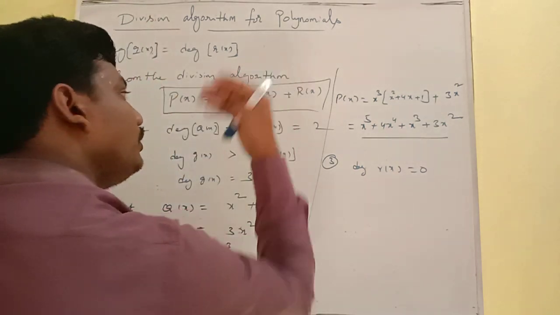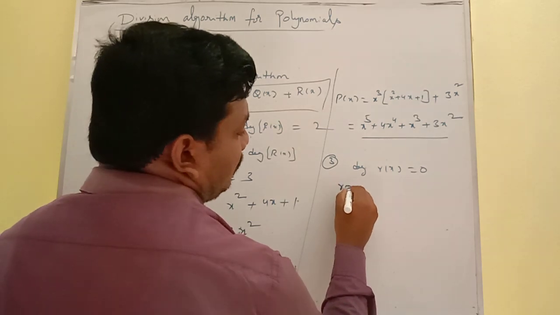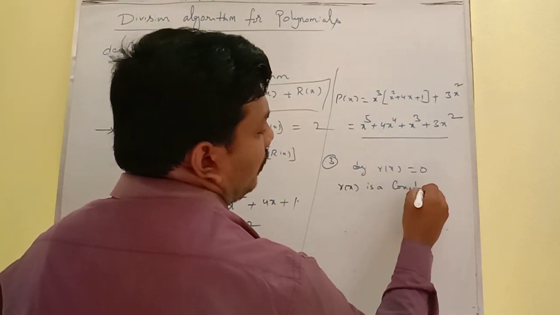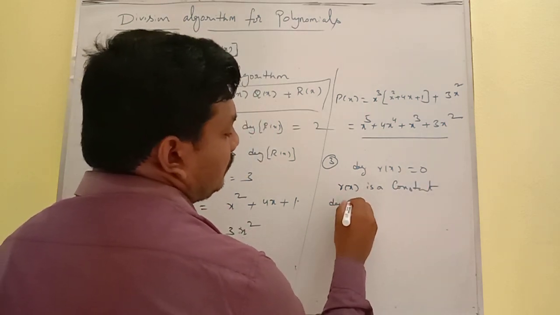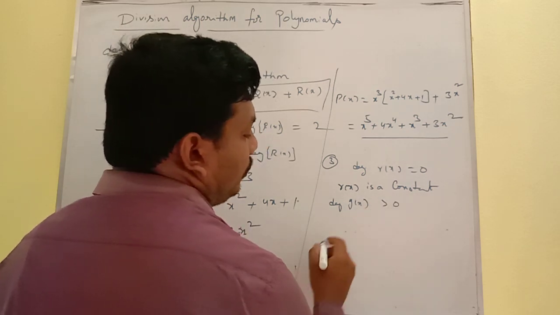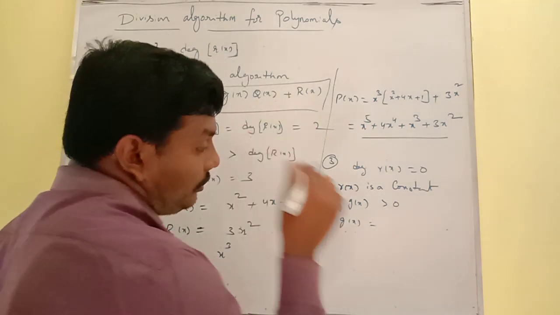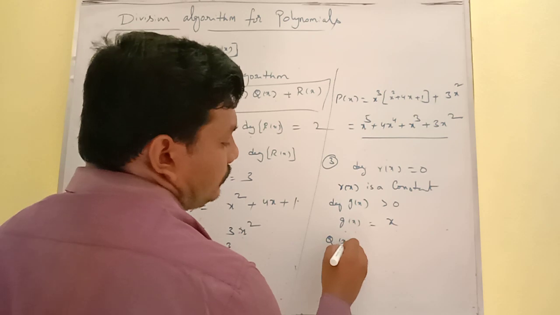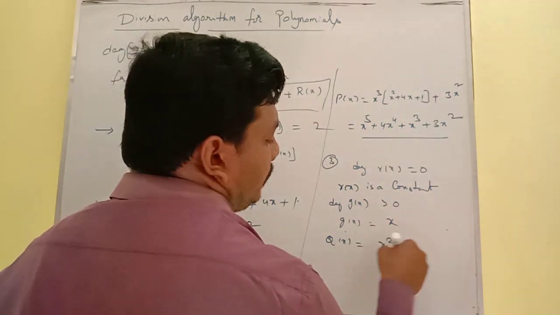Q of x also you can take as one example. So that means I have taken here r of x is a constant. Then the degree of g of x is greater than 0. That means I have taken g of x as a one variable, so whatever it is, x, simply we can consider. Then q of x, you have to consider anything, say x square plus 1.